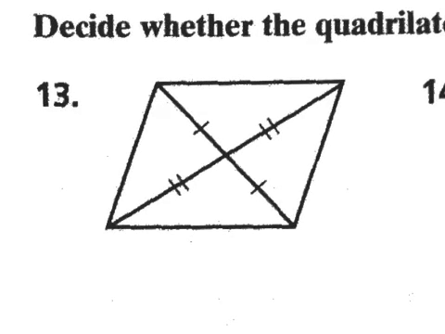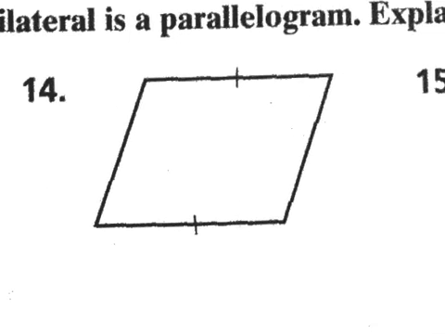ask you whether or not we have enough information to determine whether each one of these shapes is a parallelogram or not. So for this first one, is this a parallelogram just based on the information given? Well, this one diagonal is cut in equal parts, and this one diagonal is cut in equal parts. So the diagonals bisect each other, therefore, yes, this is a parallelogram. Let's go to the next one.